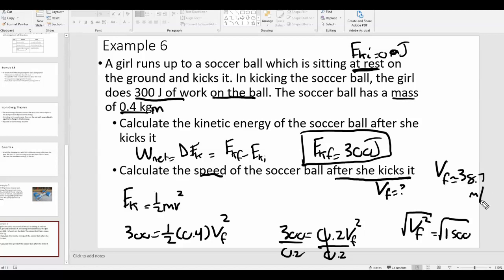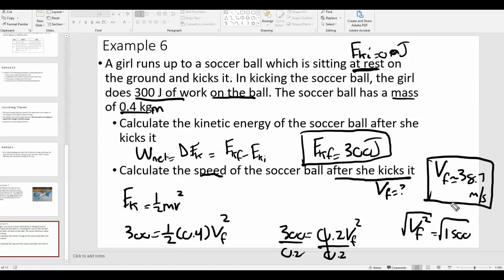38.7 meters per second. Which now that I think about it, is maybe not very realistic for a soccer ball since that's like 80 miles per hour or something. Maybe a little too fast for a soccer ball, but hey, maybe the girl works out. I don't know. Maybe she's Supergirl or something.